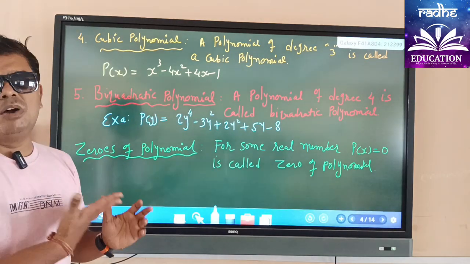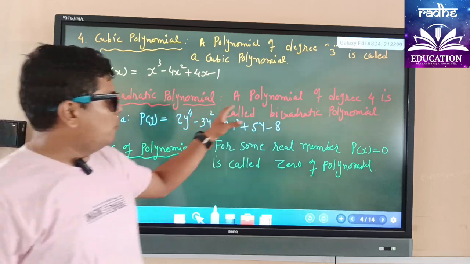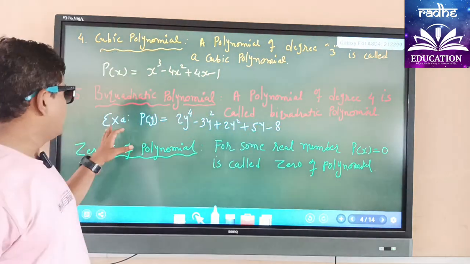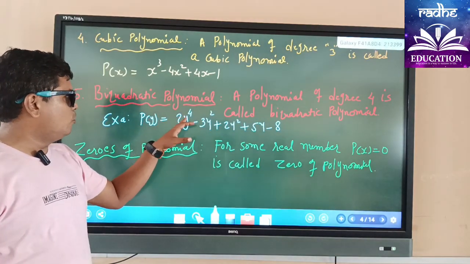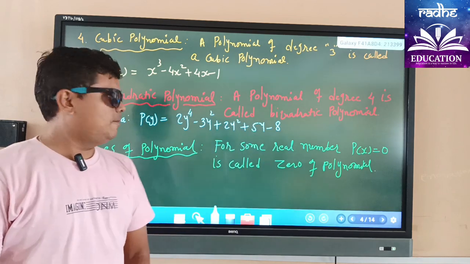Biquadratic polynomial. From the word you can understand, biquadratic means the degree is 4. A polynomial of degree 4 is called a biquadratic polynomial. That is, p(y) equals 2y raised to 4 minus 3y squared plus 2y squared plus 5y minus 8.